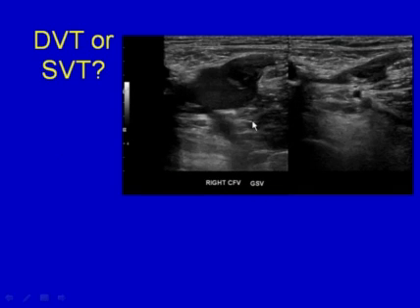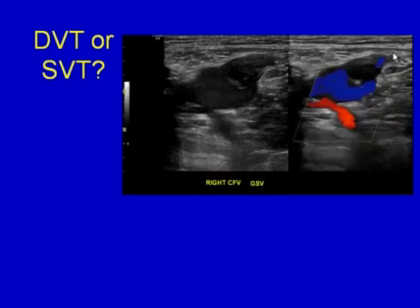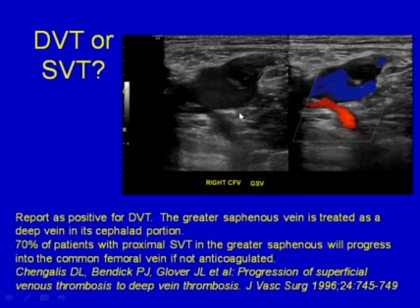Again, here's another example, patient DVT or superficial venous thrombus. Here's a clot again that you can see here. It's only in the saphenous, but when you look carefully with color, you can see that this clot is actually protruding into the common femoral vein. And again, this is the risk of those saphenous vein thrombi, that they actually enter into the common femoral vein and do become deep vein thrombosis.